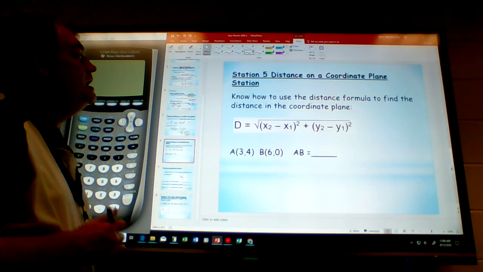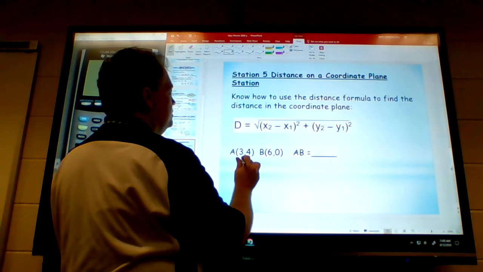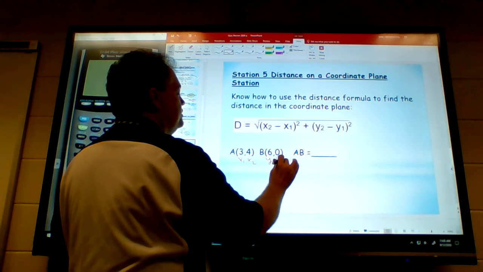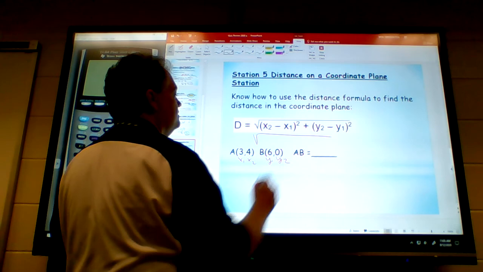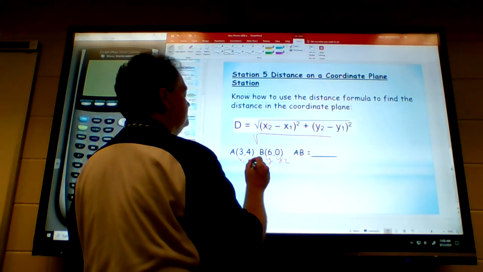Now, distance formula. You learned this in algebra, but I'm going to go over it with you real quick. X1, X2, Y1, Y2. Plug them in here. We get the square root of. And you learned how to use the distance formula.